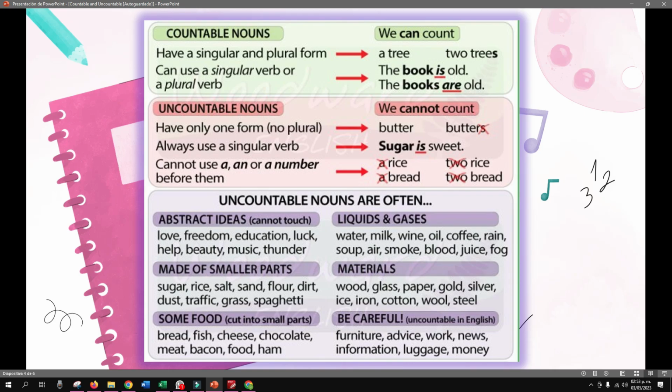And be careful. Uncountable in English: furniture, advice, work, news, information, luggage, and money. Even money, right? We cannot count money. How much money do you have? That is correct, right? But again, how many money do you have? No, that is wrong, right?